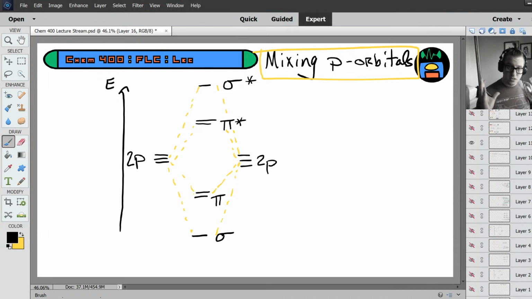You have 6 p orbitals total, right? 3 on each side. So you're going to mix to make 6 orbitals: 1 sigma, 2 pi, 2 pi star, and then 1 sigma star. Those are your 6 orbitals. They'll always be ordered like this. I have to make a note.